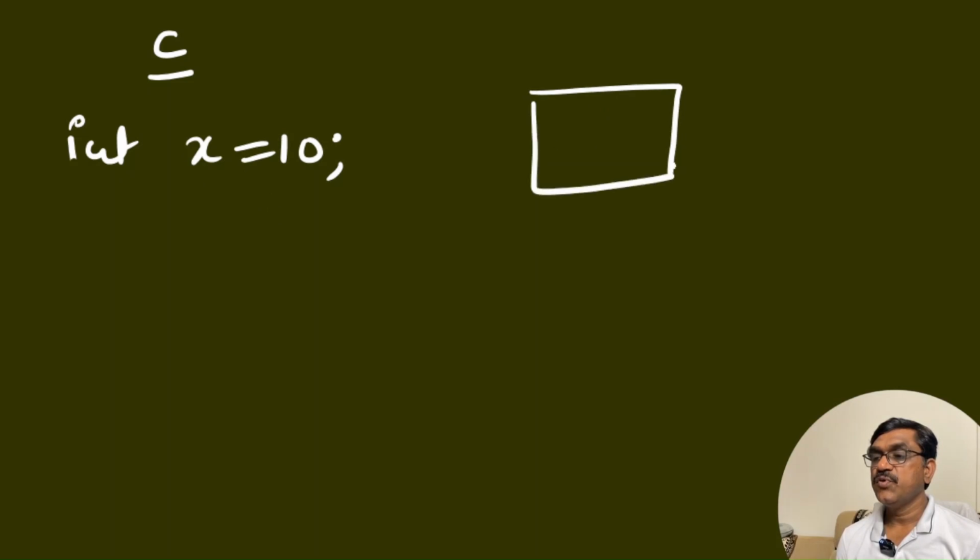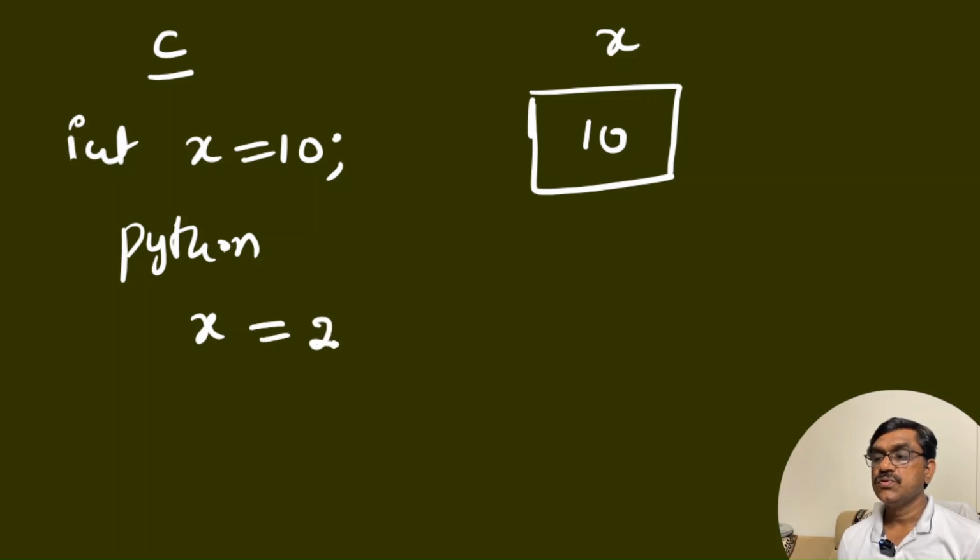See here, in C programming, whenever we say int x = 10, what happened? First, the memory is allocated for the variable x, right? After that, the value is stored. In Python, for example, if you say x = 20, this is the syntax in C programming and this is the syntax in Python.